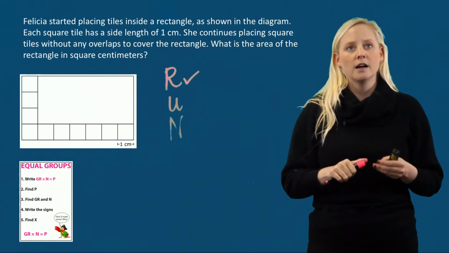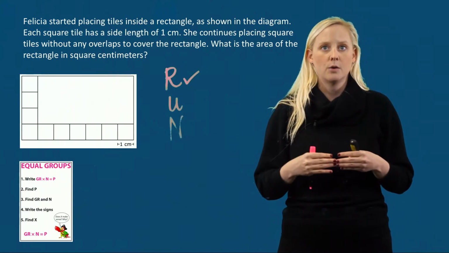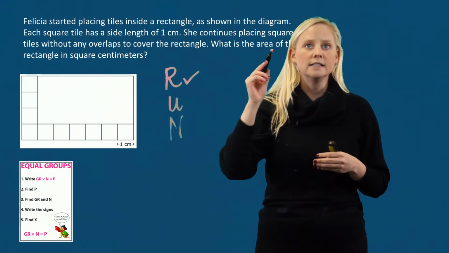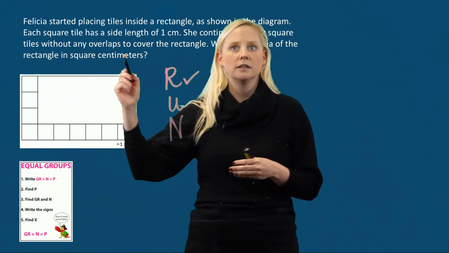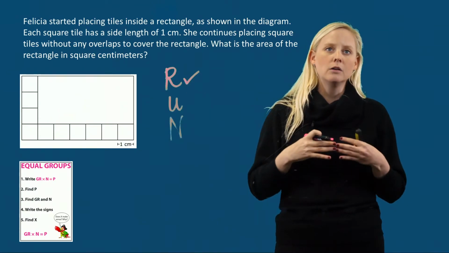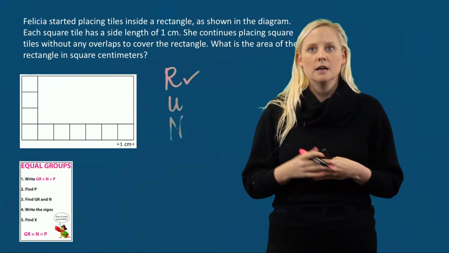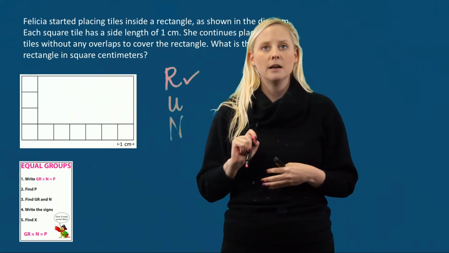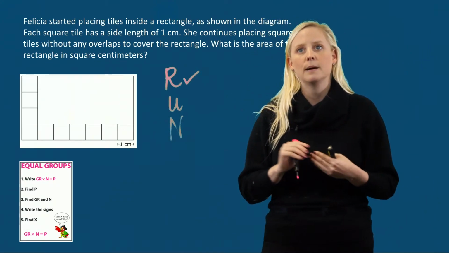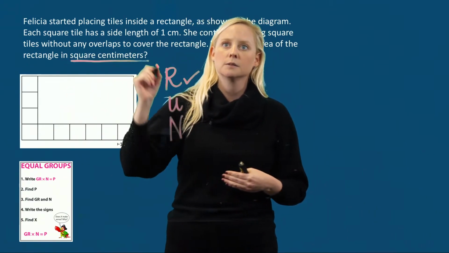The U stands for underline the label and cross out irrelevant information. I find the label in my question sentence. It says, what is the area of the rectangle in square centimeters? The question is asking us about area, but we don't label our answer as area. We label it as measurement. Here we know that we're talking about centimeters, and if it's an area, it's talking about square centimeters. So I'm going to underline square centimeters as my complete label.